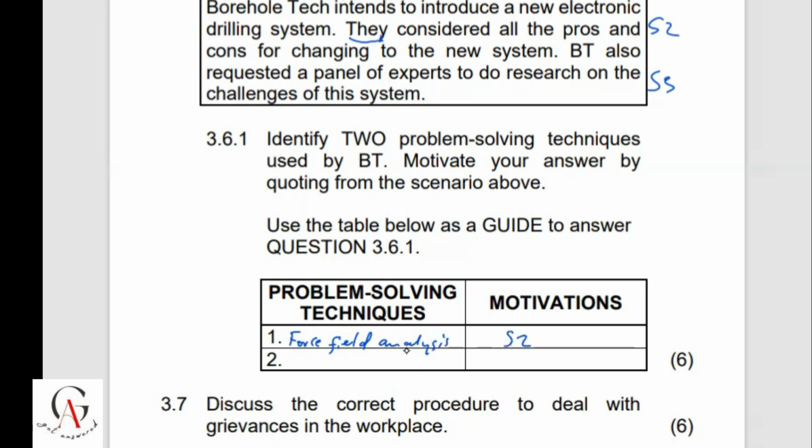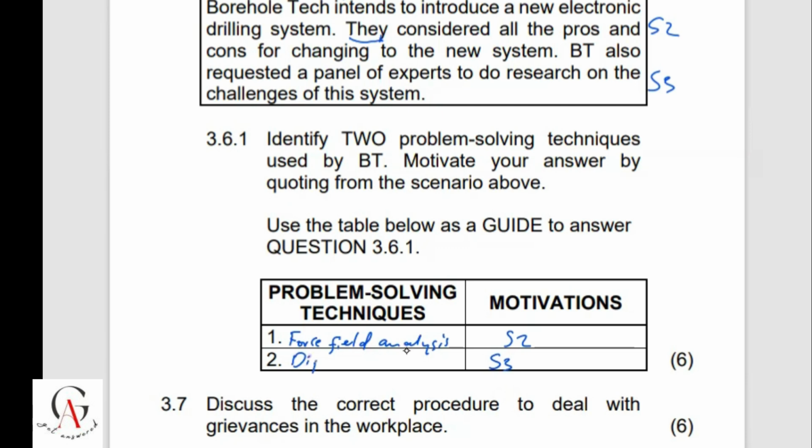This is sentence 2. So now when we check our sentence 3, it says BT also requested a panel of experts to do research on the challenges of this system. So also it means that in this regard, this is going to be our Delphi technique.